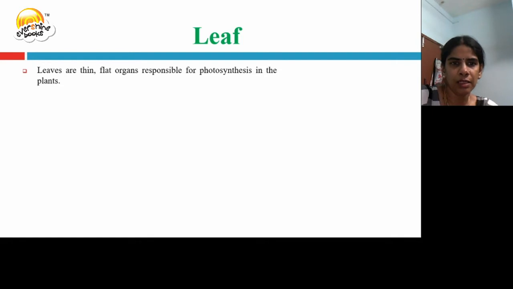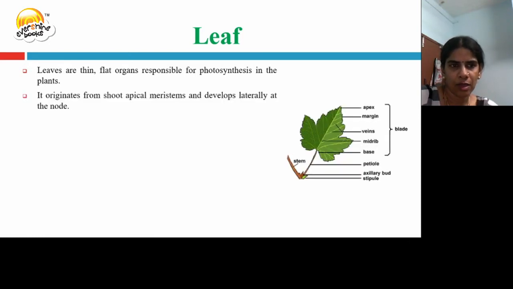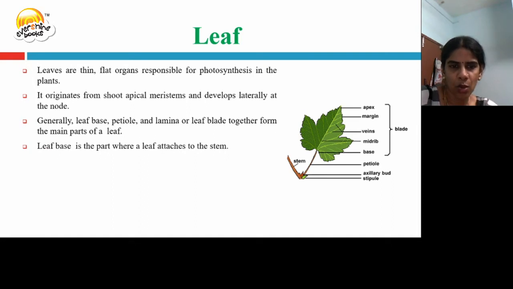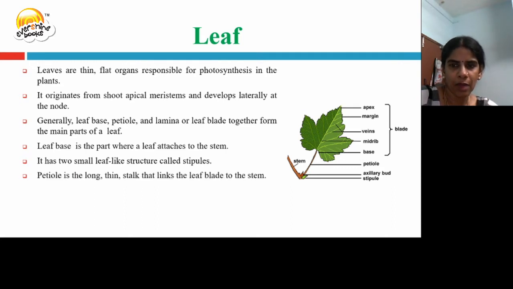Leaf. Leaves are thin, flat organs responsible for photosynthesis in plants. They originate from shoot apical meristems and develop laterally at the node. The main parts of a leaf include the leaf base, petiole, and lamina. Lamina is also called the leaf blade. Leaf base is the part where the leaf attaches to the stem. It has two small leaf-like structures called stipules. Petiole is a long, thin stalk that links the leaf blade to the stem.